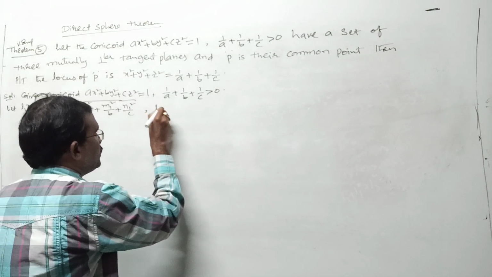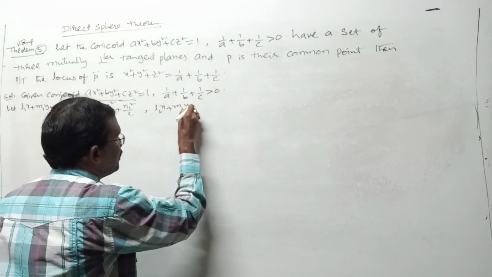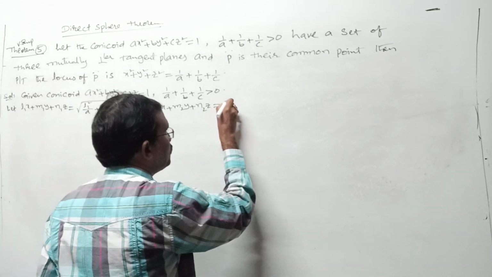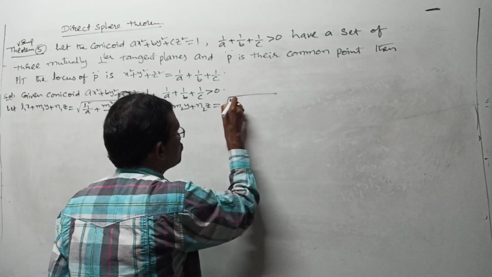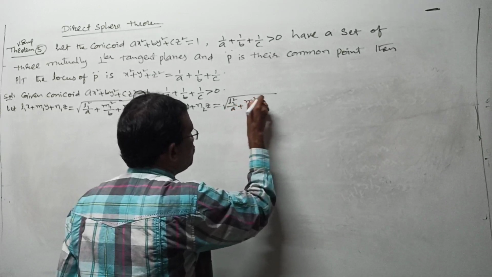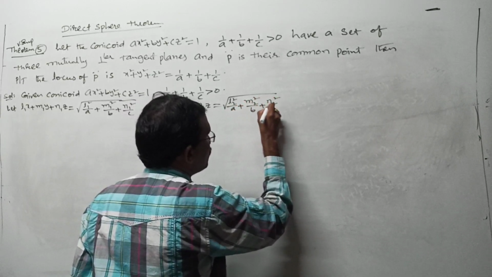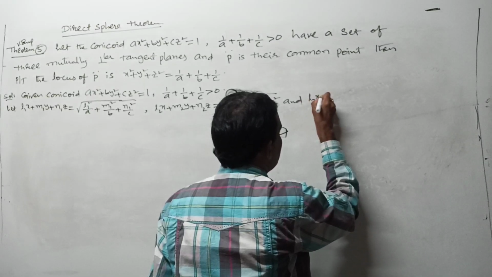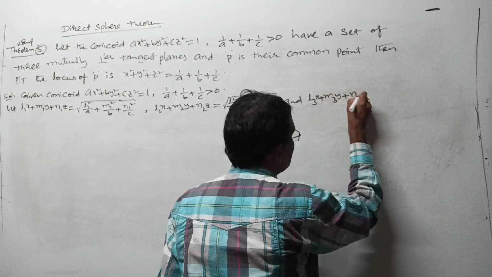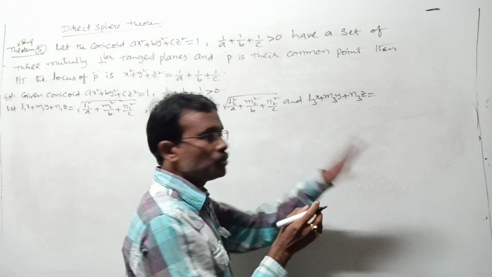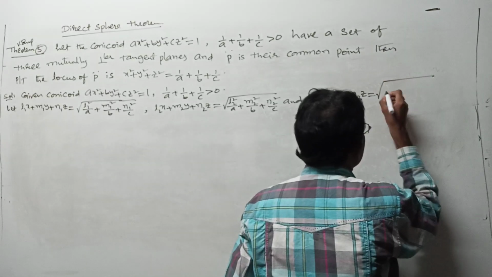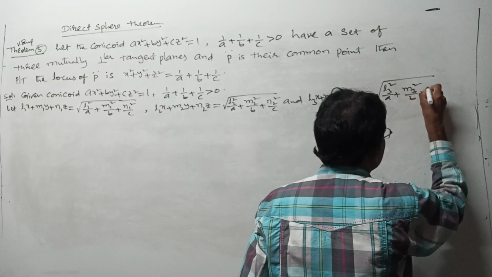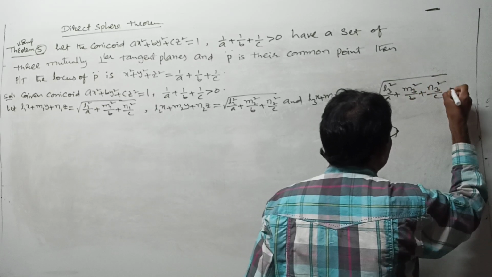Second plane: L2x plus M2y plus N2z is equal to a new p, but what is that p according to theorem number 2? Square root of L2 square by a plus M2 square by b plus N2 square by c. The other plane is L3x plus M3y plus N3z is equal to a new p, which is square root of L3 square by a plus M3 square by b plus N3 square by c. Any doubt with this?